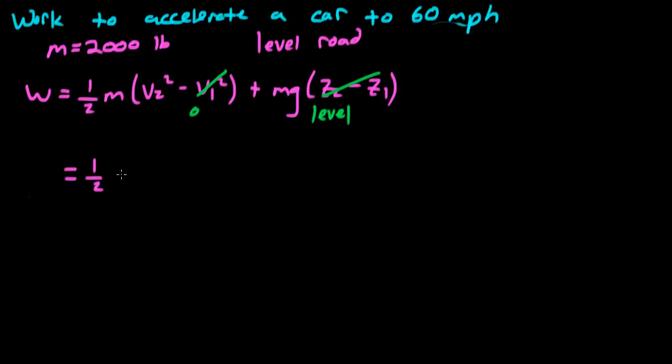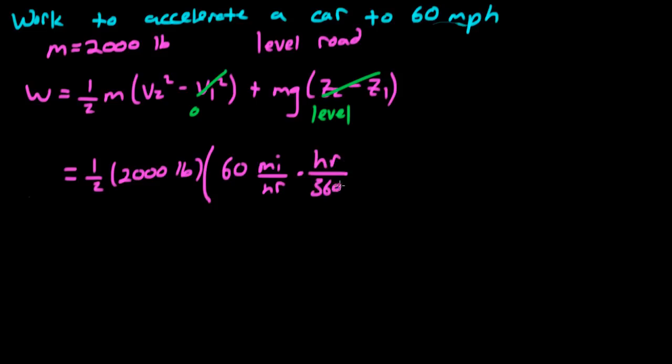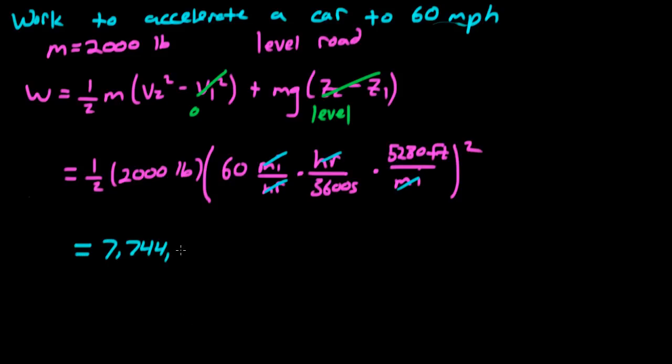What we're left with now is that the work is equal to 1/2 times the mass of 2,000 pounds times the velocity that we're ending at, which is 60 miles per hour, and we're going to square it. Let's go ahead and convert that to feet per second so that we end up with better units. So once again, an hour is 3,600 seconds, a mile is 5,280 feet, and the entire quantity is squared. You see that the miles cancel and the hours cancel, and so we're going to be left with feet and seconds inside of there. We come up with an answer that says it's 7,744,000 pound mass feet squared per second squared.